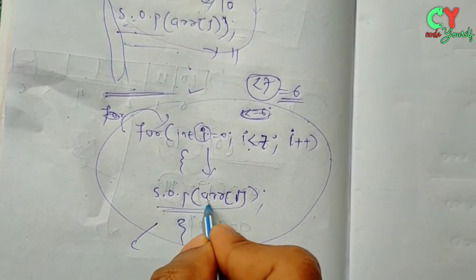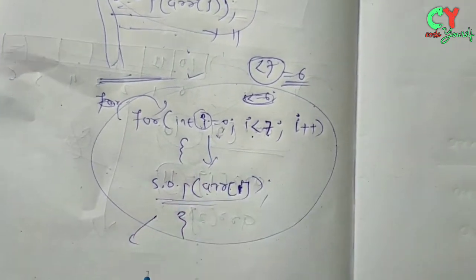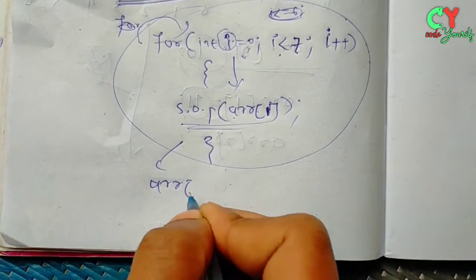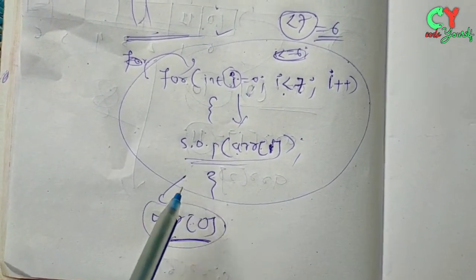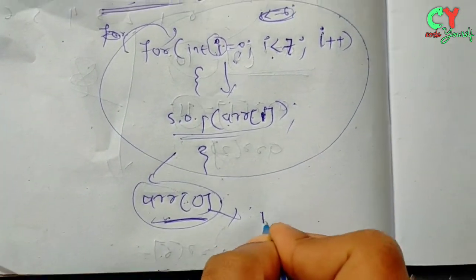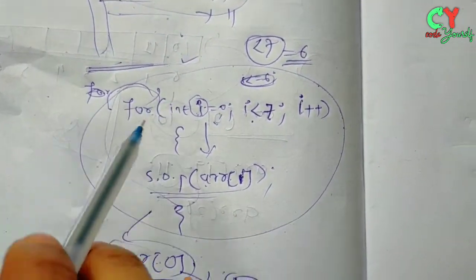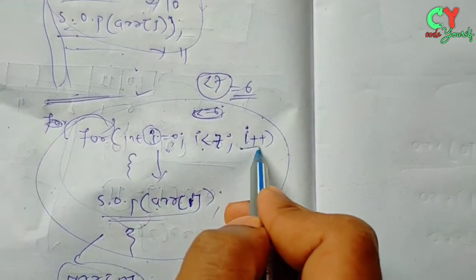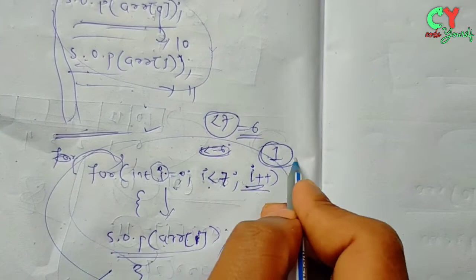Now here I have written ARR of I. I mean the value of I is what? 0. Here ARR of 0. Here ARR of 0 will be what? 10. For that ARR of 0 will be 10. Now the for loop goes again and I will be incremented by 1. I mean the 0 value will be 1.